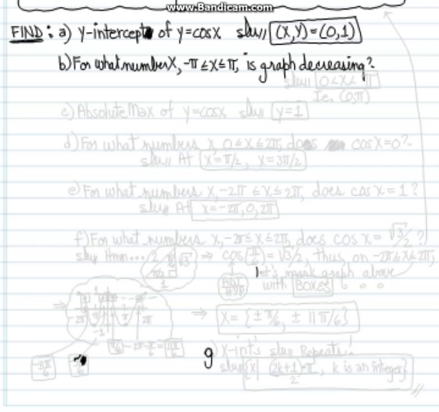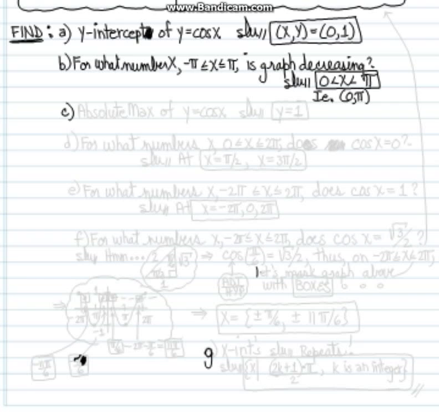Well, it certainly doesn't happen on the first half of that interval from negative pi to 0. That's where it's increasing. It's decreasing between 0 and pi. So if we wrote that in inequality notation, we would have 0 less than x less than pi. In other words, on the open interval from 0 to pi, the function is decreasing.